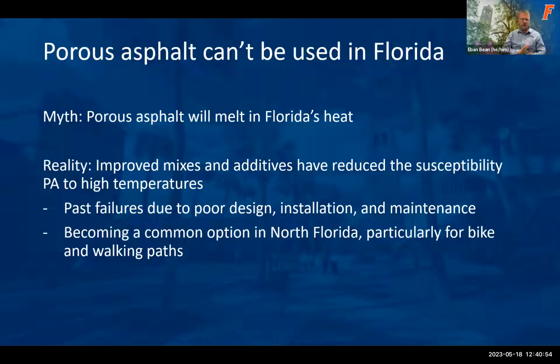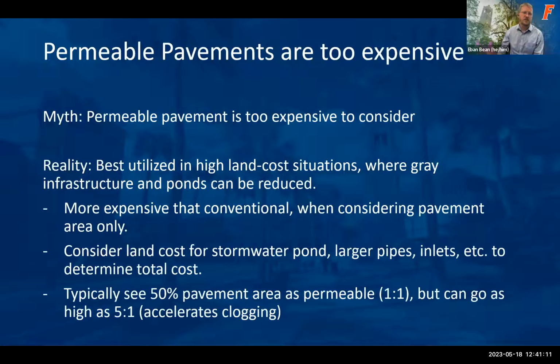And it's actually becoming a common option, relative to other types of permeable pavements, in some areas of North Florida particularly, and we see it particularly on bike and walking paths. University of Florida has part of their walk paths around the campus around Lake Alice that is porous asphalt, actually.